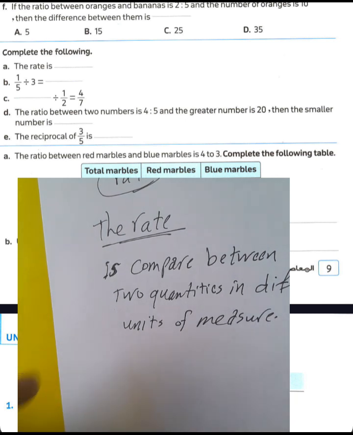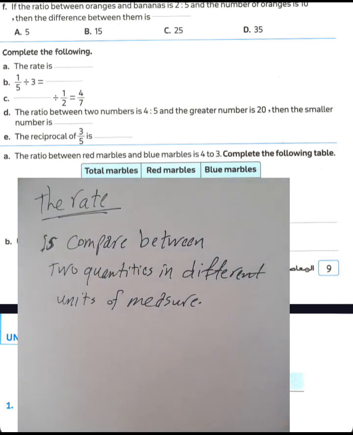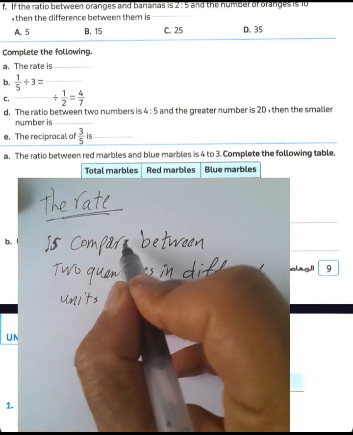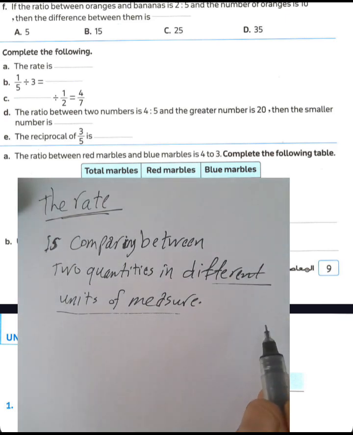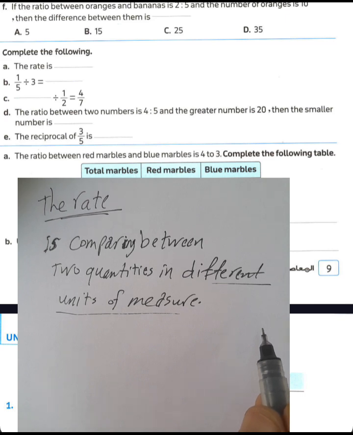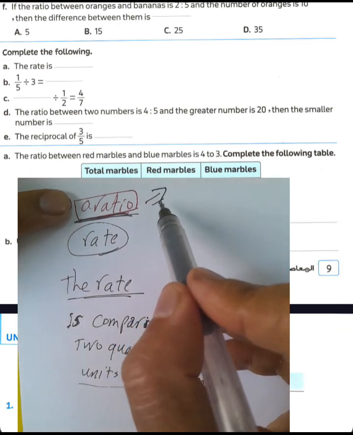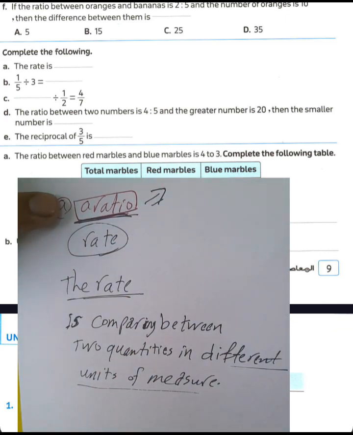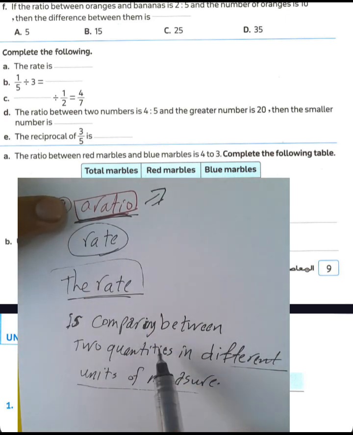The rate is comparing between two quantities in different units of the measure, but the ratio is comparing between two quantities in the same units. We have the difference between rate and ratio. Again, ratio is comparing between two quantities which have the same units, but the rate is comparing between two quantities in different units of the measure.